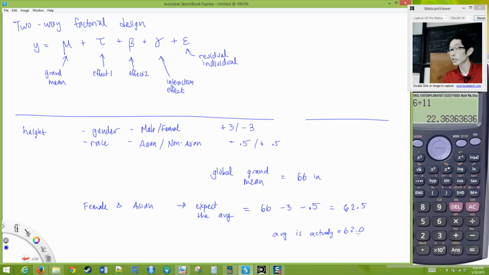Or the opposite could happen. Maybe it comes out not as low as we expect. Not to say that there's some strange genetic thing happening, but it might turn out that being Asian and female, the average is even lower than what you might expect by simply adding the effects of gender and race. Who knows? A lot of times that happens with chemical interactions and things like that. Strange things happen.